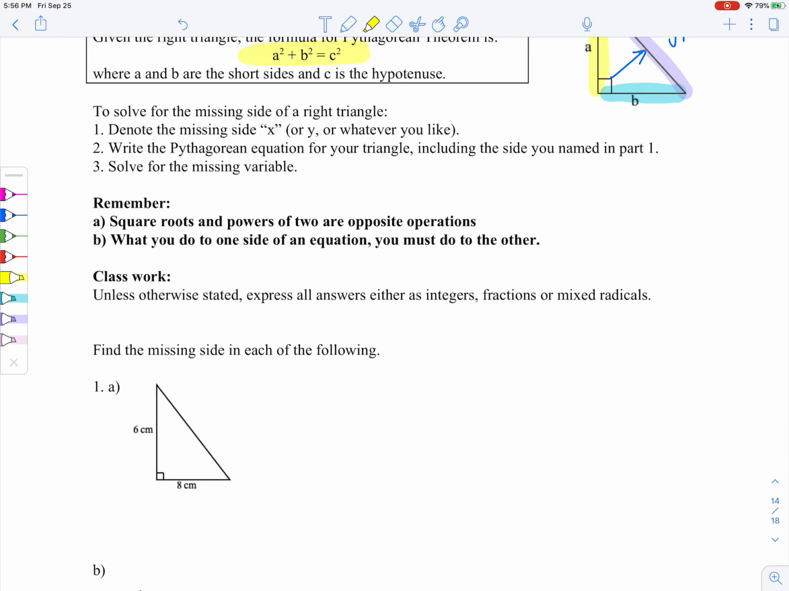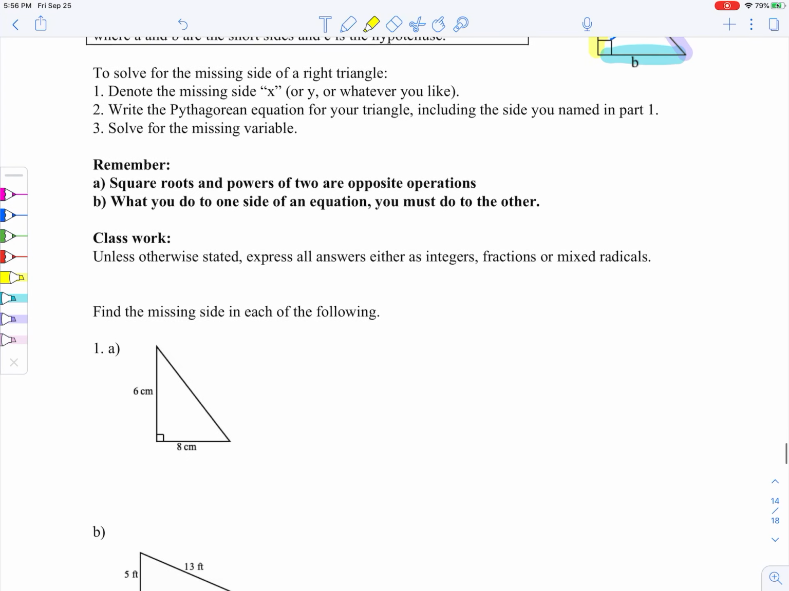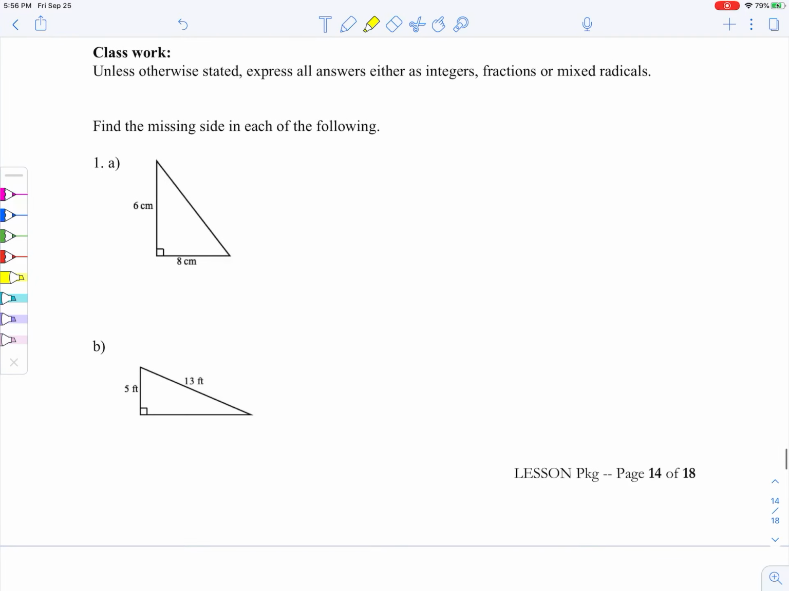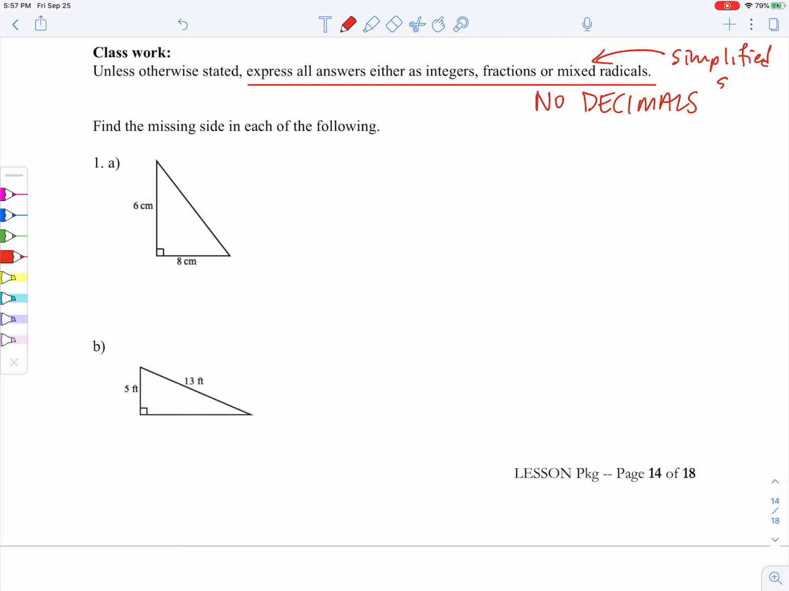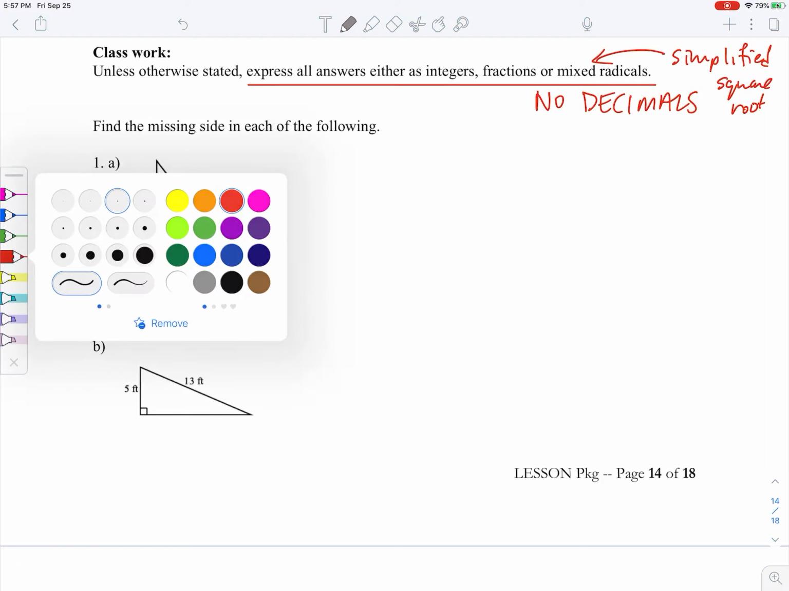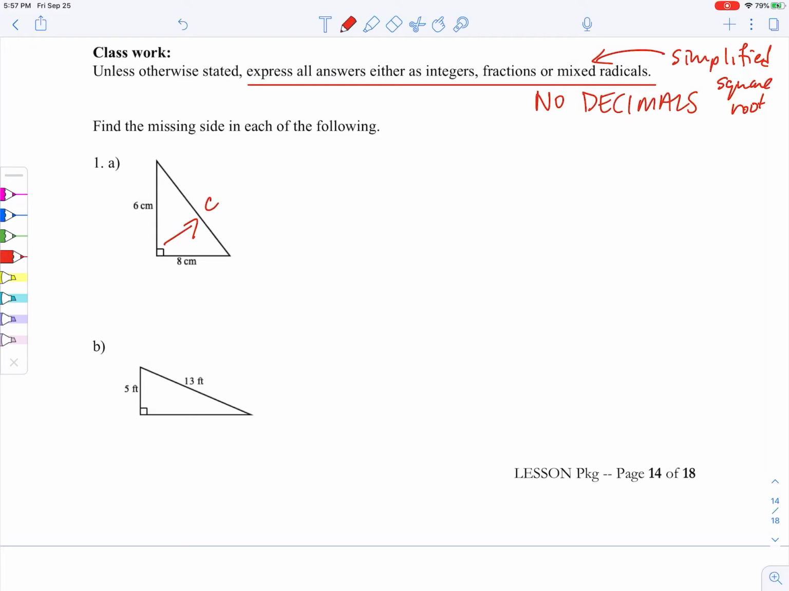So a couple things we're going to remember. For our work, we're going to express all answers as integers or fractions or mixed radicals. This means, right here, no decimals. So leaving things as mixed radical means we're going to do a simplified square root.